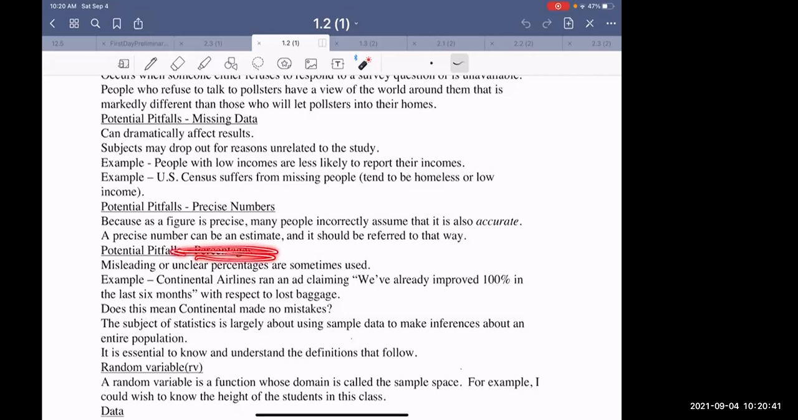So it's very misleading when people say things like percentages, and sometimes it's unclear what a percentage means. So this was a Continental ad: we've already improved 100% in the last 6 months with respect to lost baggage. So what the heck does that mean? You know, with respect to what?